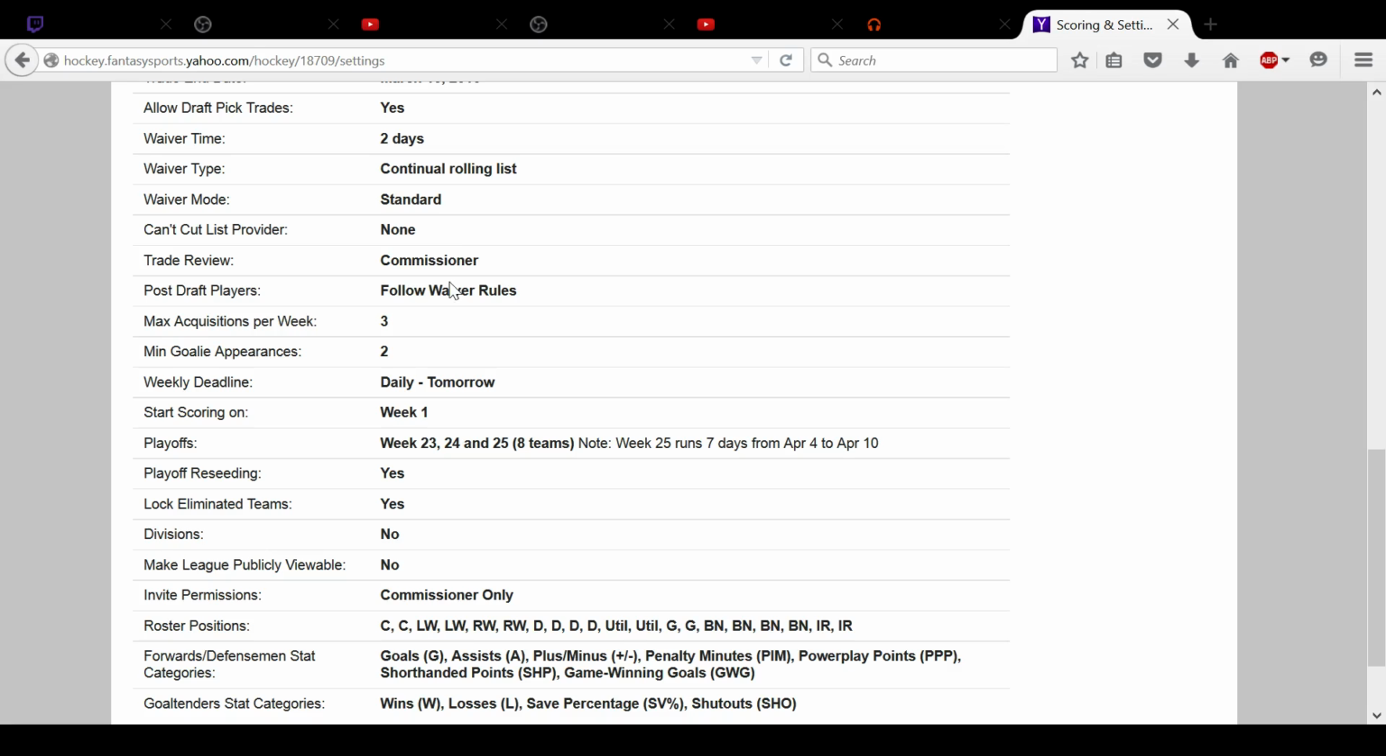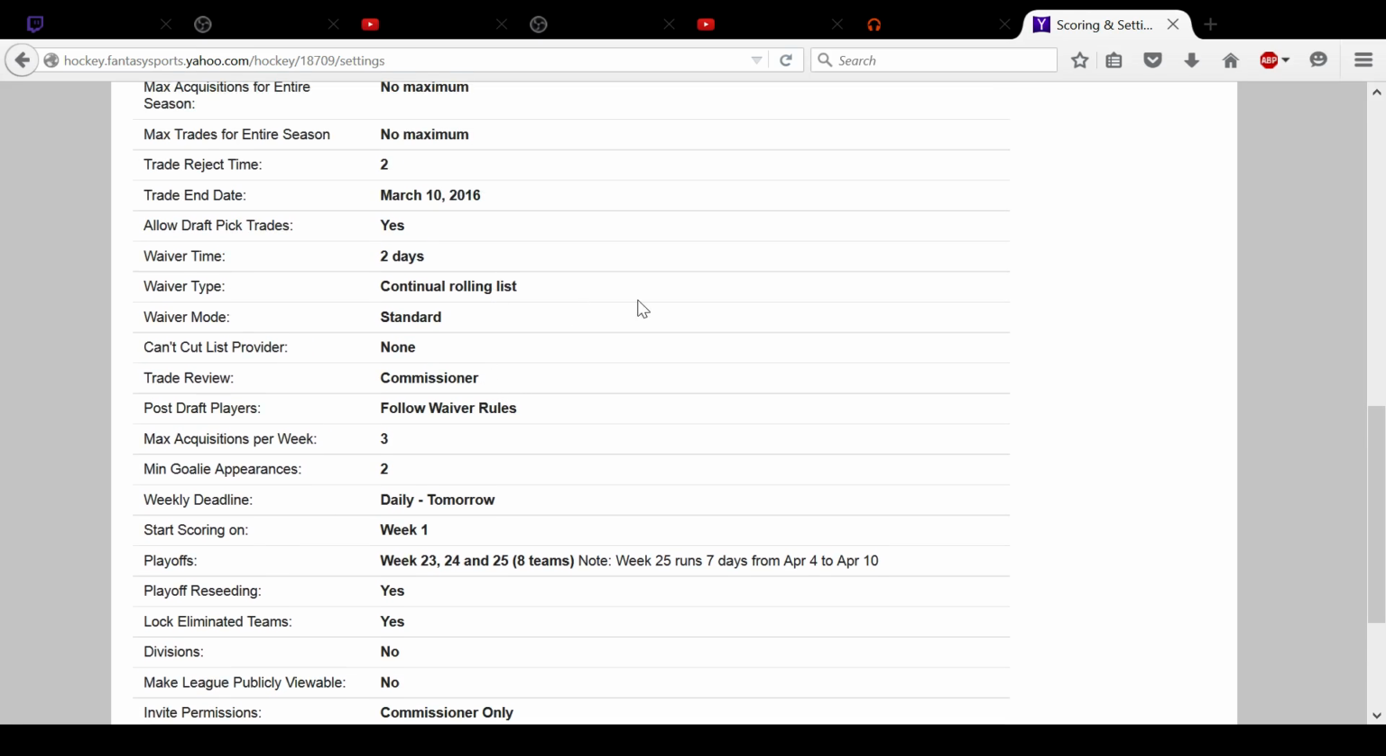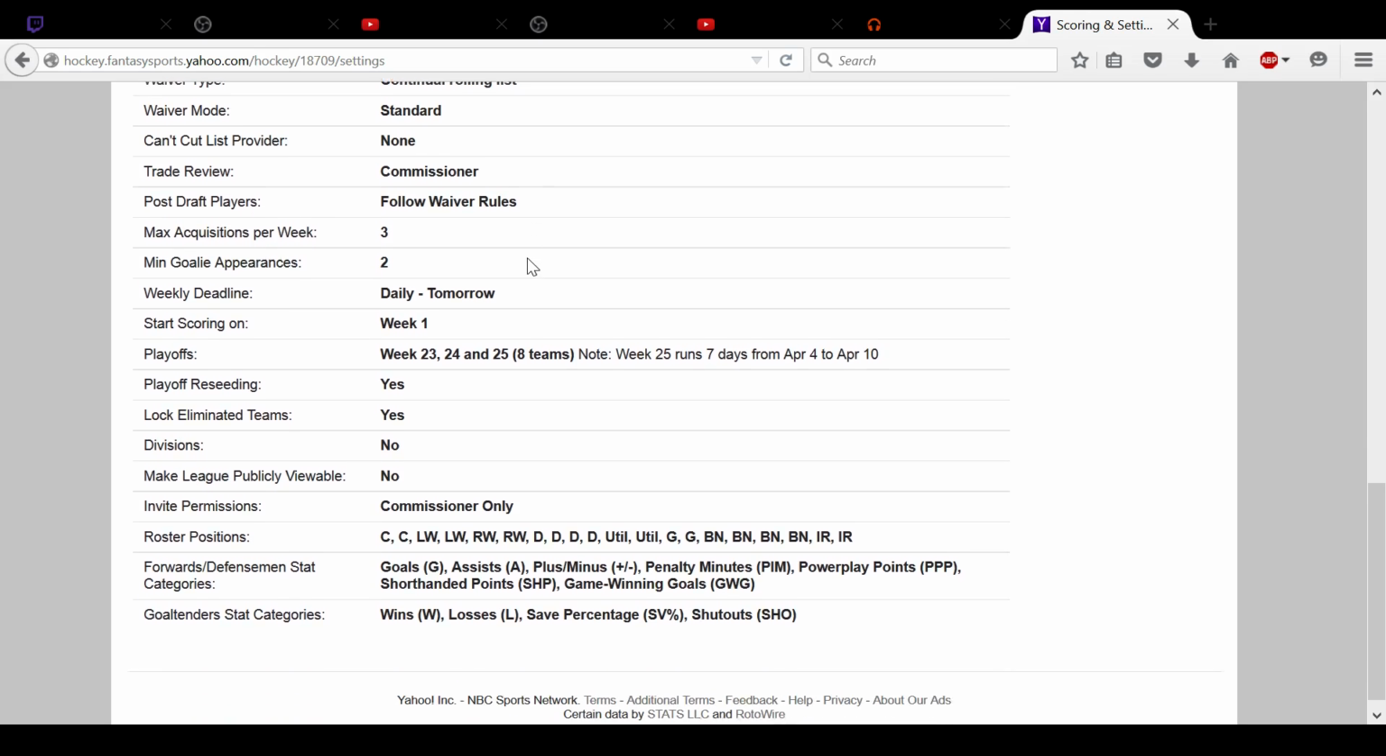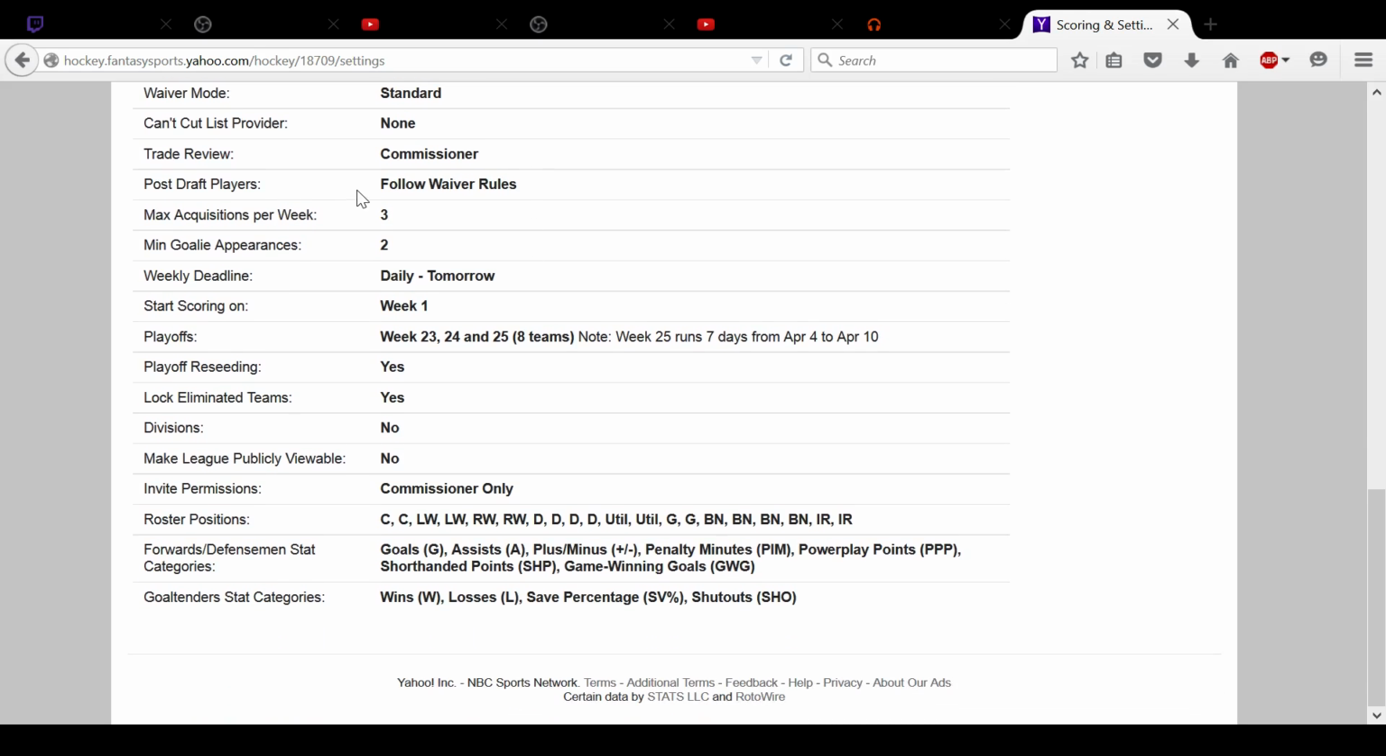Trade review. In the past few years, this has been a voting situation. However, this year it's the commissioner who basically will decide based on appeals. We've only had one trade that was objected to, and he did in fact veto it. So so far that seems like it's worked out fairly well. Post-draft players, I'm not sure what that means. Follow waiver rules seems like a logical setting to have.